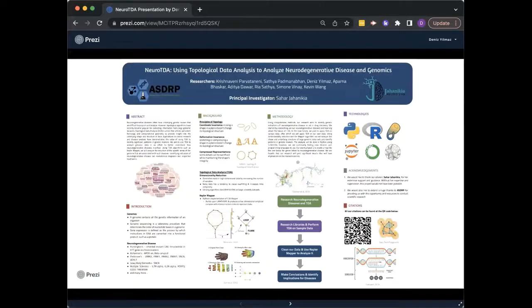Hi, everyone. Our research is about using topological data analysis to analyze neurodegenerative disease and genomics. Our team consists of Krishnaveni, Sathya, Deniz, Aparna, me, Ria, Simone, and Kevin, and our principal investigator is Ms. Sahar Jahanikia.